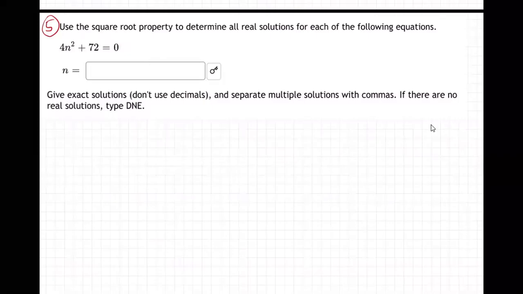Okay, so how do we solve something like this? We have a square, we want to use the square root property. We're going to solve this kind of thing.